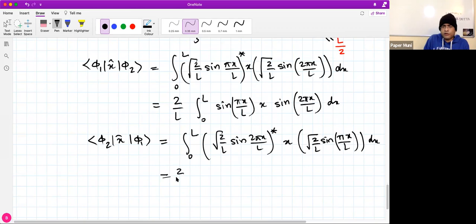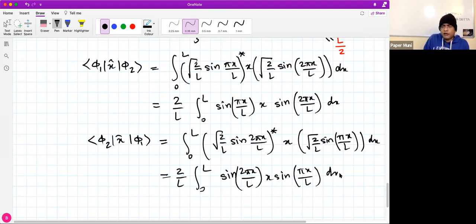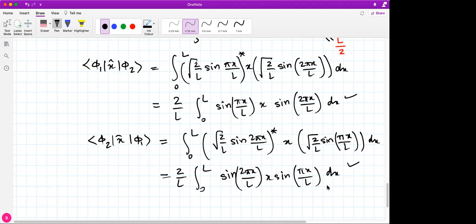This will give you what? This will give you 2 by L, 0 to L. Now this is sine 2 pi x by L. All right, now this is multiplied, there is sine x inside and between. Now are these two integrals the same or not? Same. Same, sir.